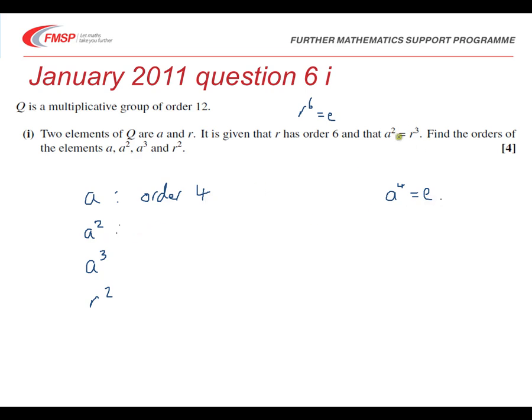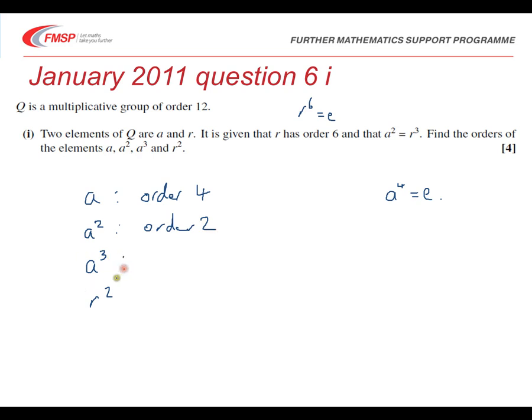R cubed squared is a bit easier. R cubed squared is the same as A^2 squared. R cubed squared is R^6, which is the identity. So this has got order 2, so this has got order 2.